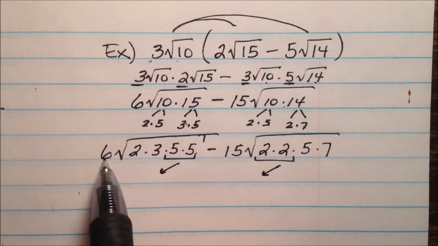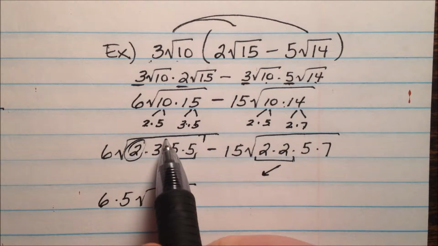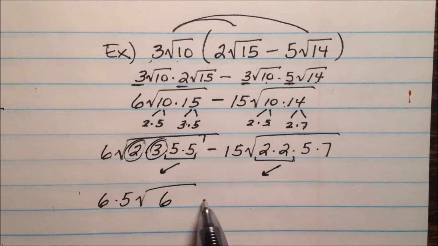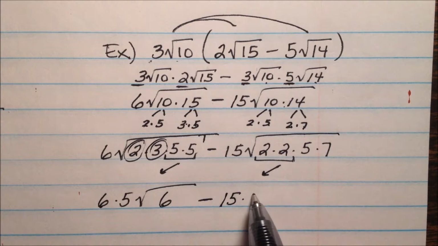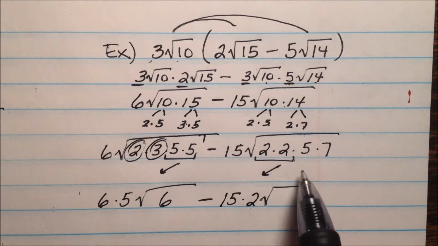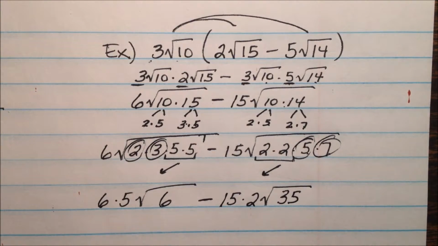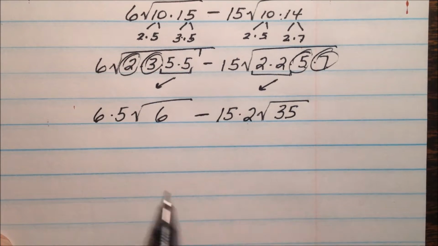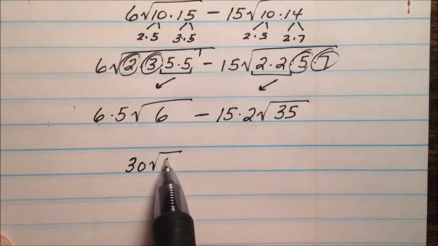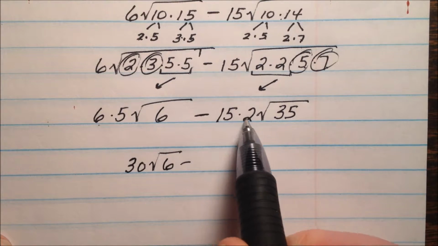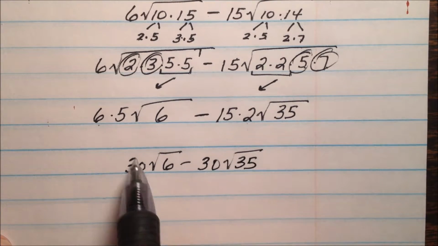To go with the 6 that's already out there, we'll put this 5. And on the inside, we have this 2 and the 3 that's left over, so we'll put 6. And to go with this 15, we have this 2, and on the inside we have 5 times 7 left over, which would be 35. So to finish up here, 6 times 5 will be 30 times the square root of 6 minus, and then 15 times 2 will be 30 times the square root of 35.